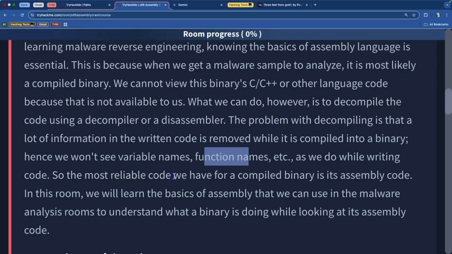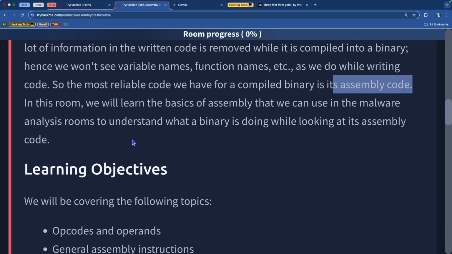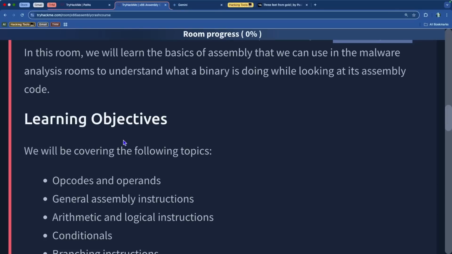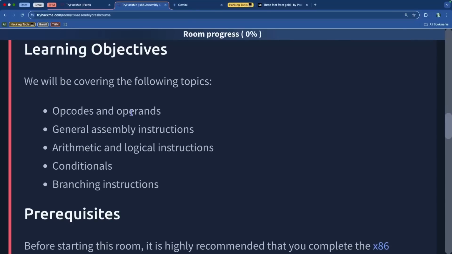So the most reliable thing that we can actually rely on would be the assembly code. And again, it's like the next step. So it comes up from binary and it goes into assembly code. And we're going to learn the basics of assembly so that we can use it in malware analysis as we continue with the malware analysis module and try to figure out what malware does or how it works. We're going to look at opcodes and operands, general assembly instructions, arithmetic and logical instructions, conditionals and branching instructions.